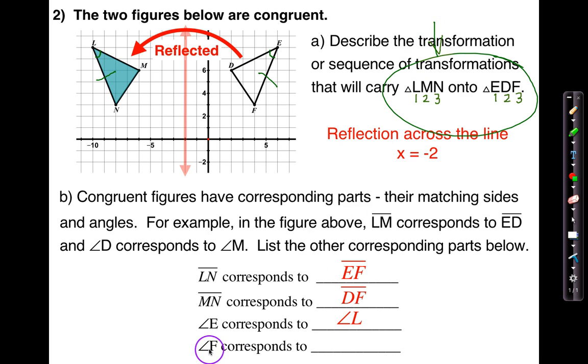So last but not least, angle F corresponds to, here it's the third letter. So I'm going to go ahead and say it corresponds to angle N. So real quick, I'm just going to annotate that just so that you can see angle F, use 2 tick marks now, is congruent to angle N, like so.